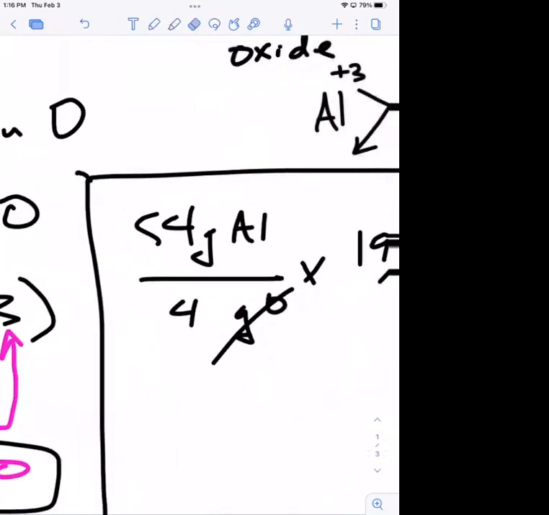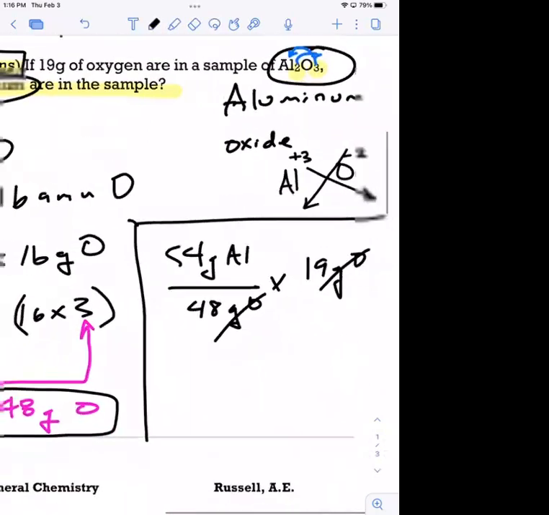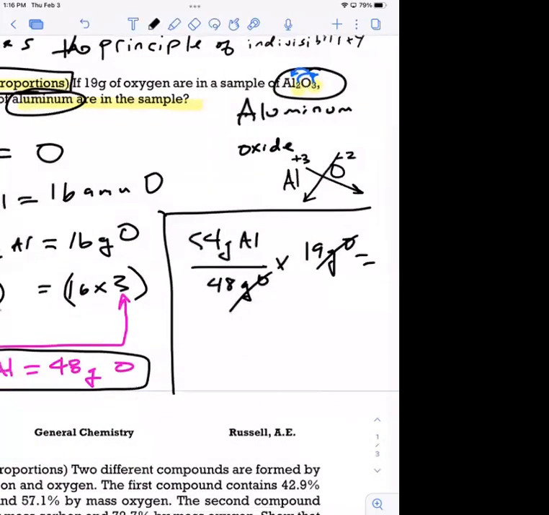Let me fix that 48. Somebody help me out with that calculation. Punch that in real quick. 21.38 grams of aluminum. All right, we'll leave it in 2 sig figs, so we'll just say 21 grams of aluminum. Anybody not see that or have a question about it?